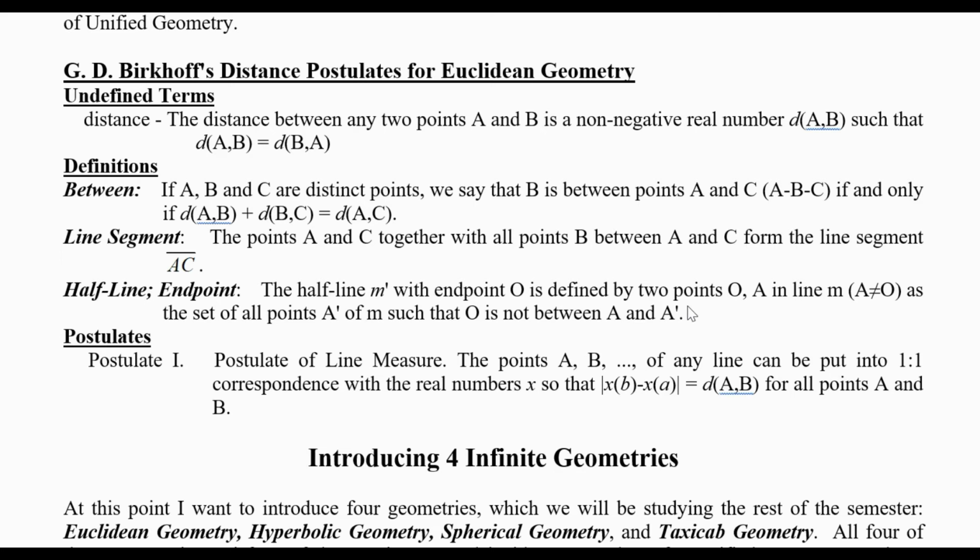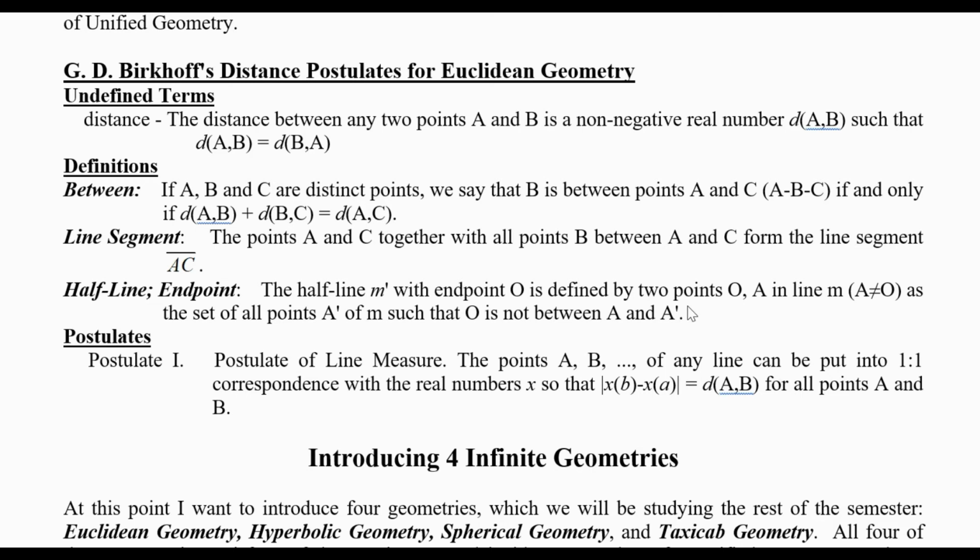So if A, B, and C are distinct points, we say that B is between points A and C, and we denote that A-B-C, if and only if the distance from A to B plus the distance from B to C is the same as the distance from A to C. A line segment is the points A and C together with all the points B that are between, so B is between A and C. And we use this notation AC with a little bar over it, with no arrows. That's for a line segment.